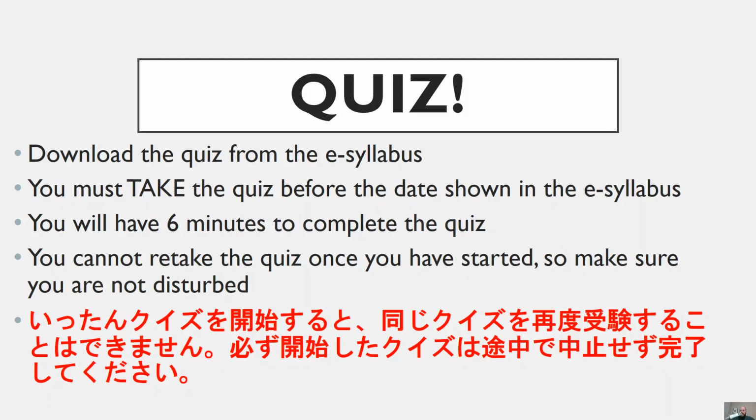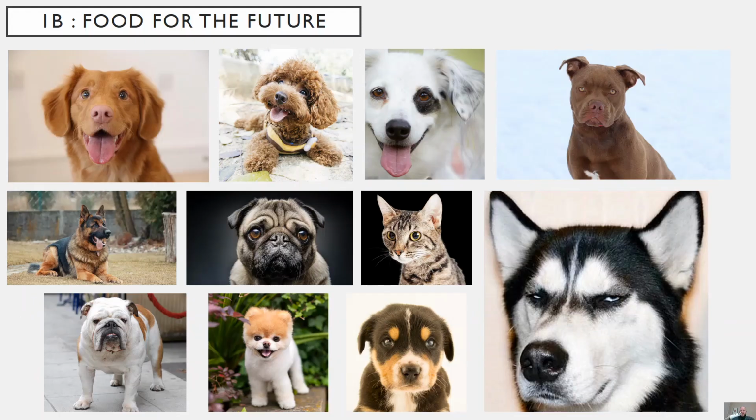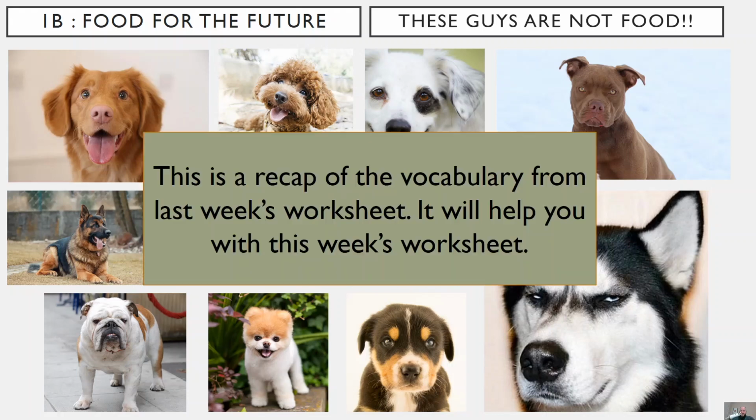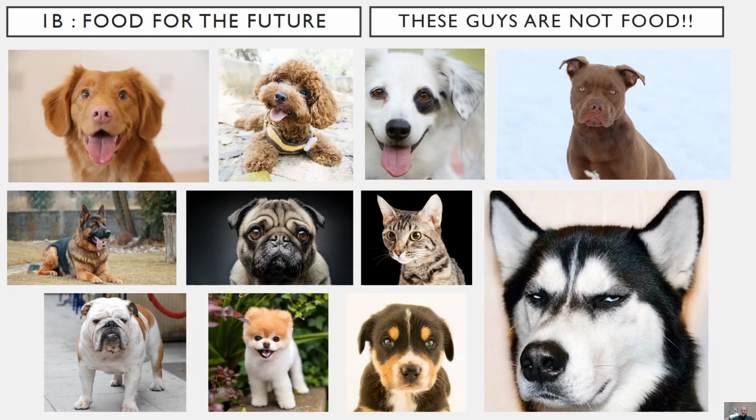Okay, now you've taken the quiz, we can move on. So, here's a little bit of vocabulary for you. Now, don't worry, these guys are not food, but this is food for the future. This is a recap of the vocabulary from last week's worksheet, so you should have already done this, but it will help you a little bit with this week's worksheet. So which one of these pictures is the odd one out?